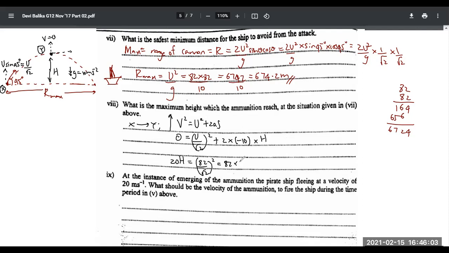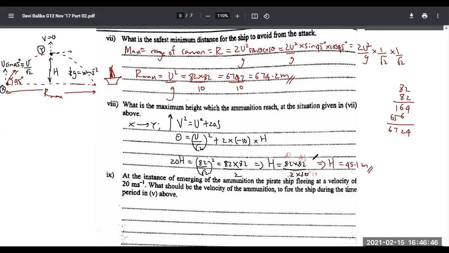What is root 2 squared? That is 2. Finally, H will be equal to this value. What is it? 82 into 82 divided by 2 into 20. Let's simplify and do it a convenient way. This is 41, and then if you simplify this 10 here and another 41 here, 41 into 41 divided by 10. 41 into 41 is 410 plus 41, 451, divided by 10. I think it is 45.1. 45.1 is the final answer.